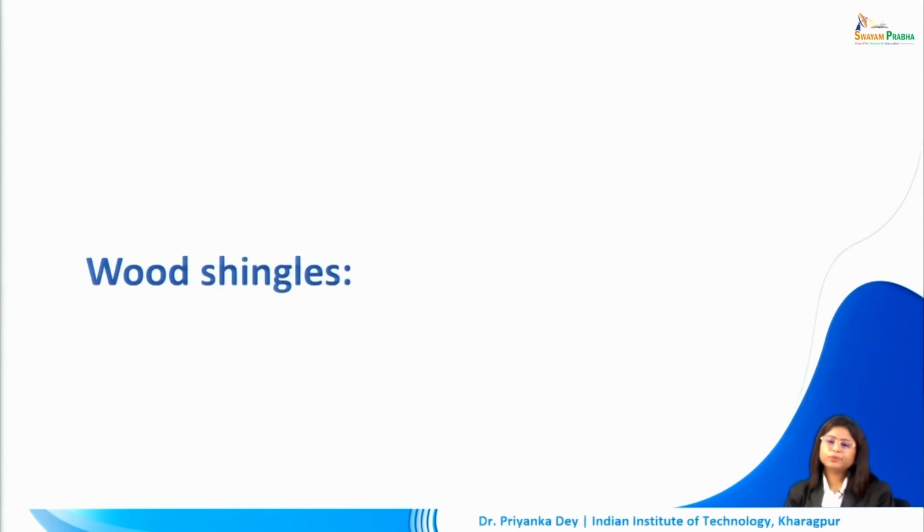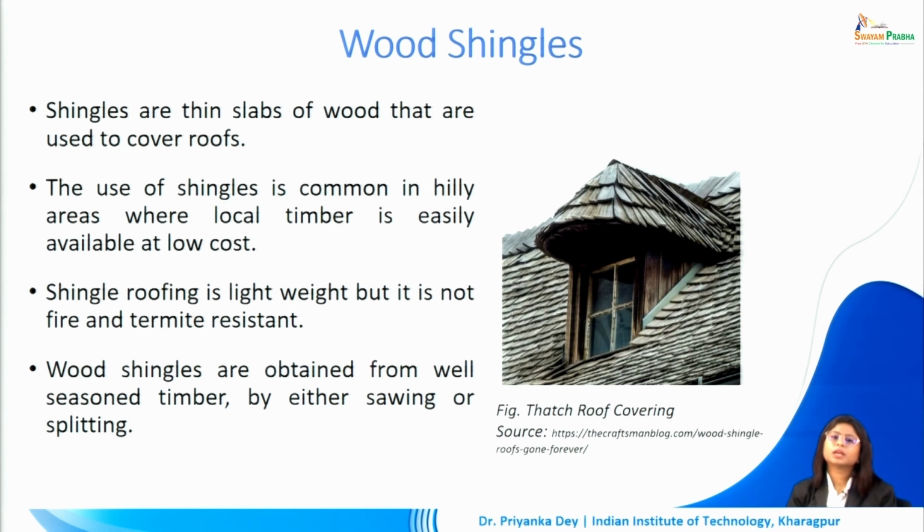The next type of roof covering that we can opt for is called the wood shingles. Now shingles are actually thin slabs of wood that are used to cover roofs. Now the shingles are common in hilly areas where timber is very easily available at a low cost, so we can actually go for abundant use of timber. So in addition to making the framework above which the roof is being supported, which is made up of timber, we can actually go for timber roof covering.